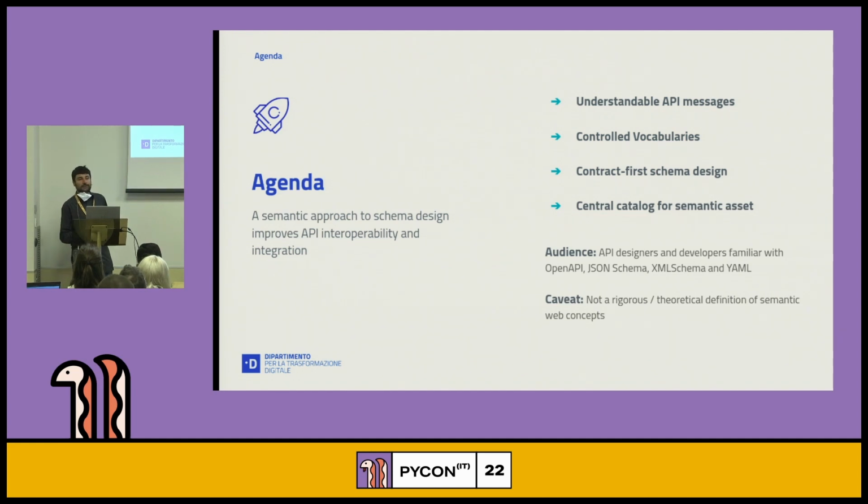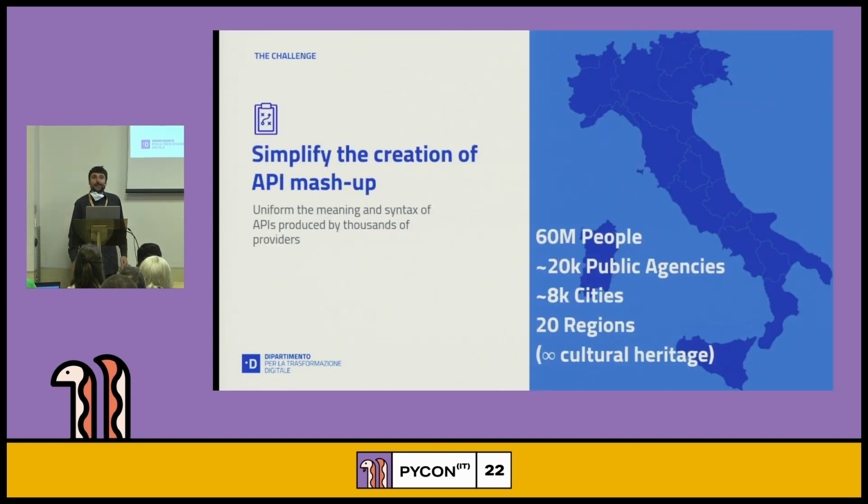To semantic web experts: this is not a rigorous talk presenting the semantic web. Italy is a wonderful country, but it's very complex to create interoperable services. A cornerstone of our digital strategy is to uniform the APIs produced by thousands of public agencies, and all those APIs should be semantically interoperable. That means that the concepts used when developing and designing them should be well designed.